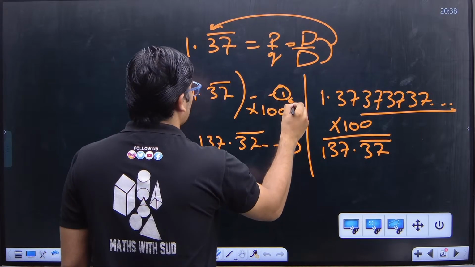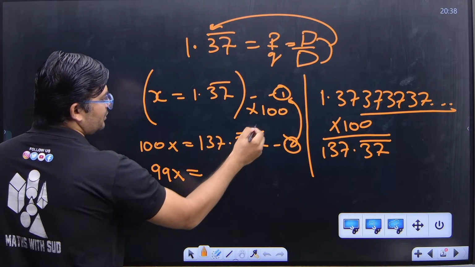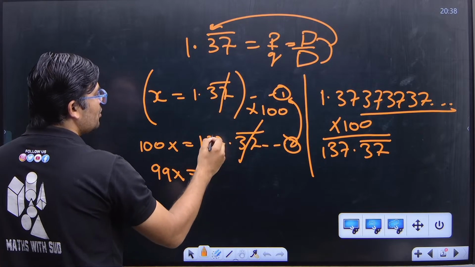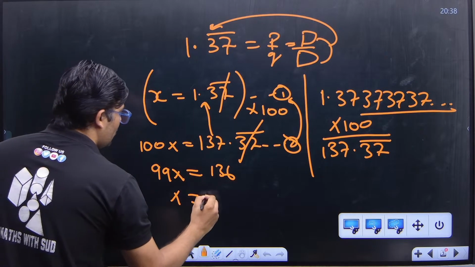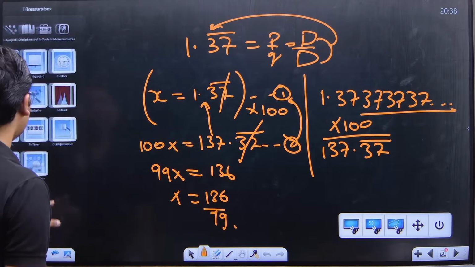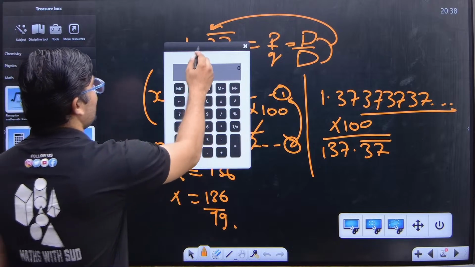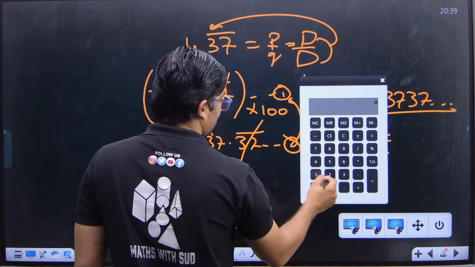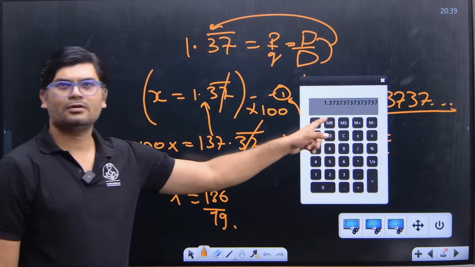I am subtracting 1 from 2. So I will get 99x here, and here 3737 will get cancelled out. So 137 minus 1 is 136. So the answer is 136 divided by 99. Let me show you as well in the calculator. Can you see the calculator? Yeah. See this, 136 divided by 99. See what is coming.